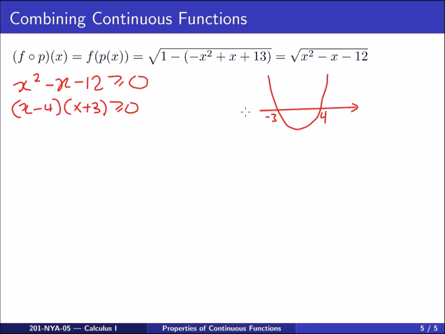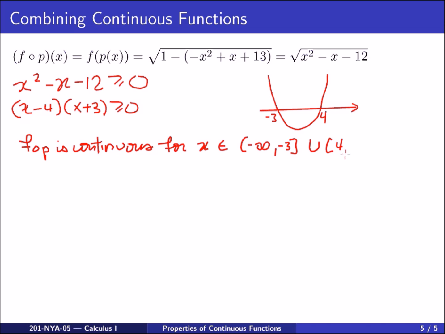So clearly the expression is positive from here to here and from 4 to infinity. So this is where the function is continuous because that's the domain of the function. So the composition is continuous for x in the interval minus infinity to minus 3 included union 4 included to infinity.